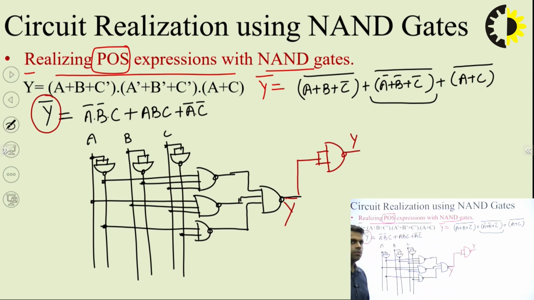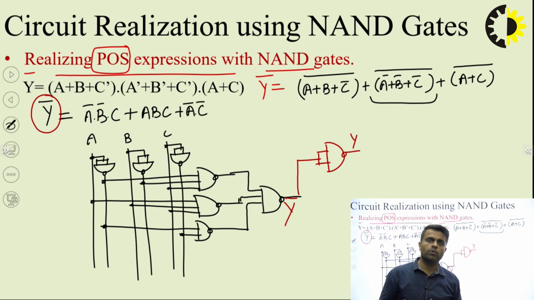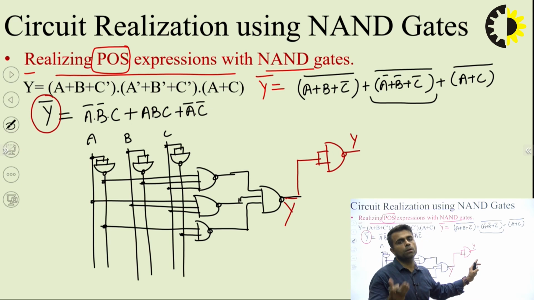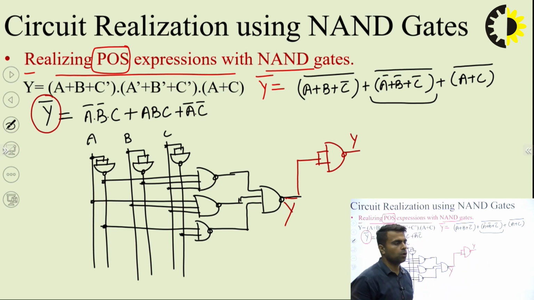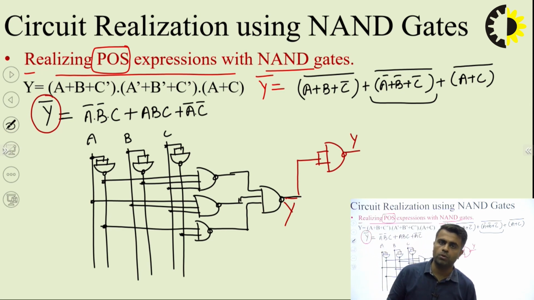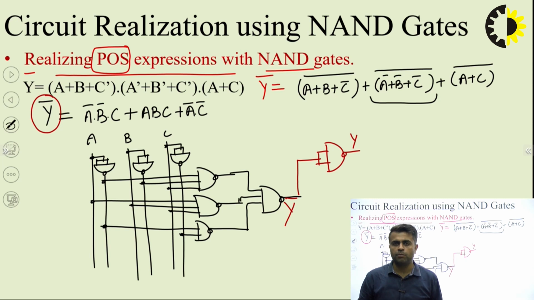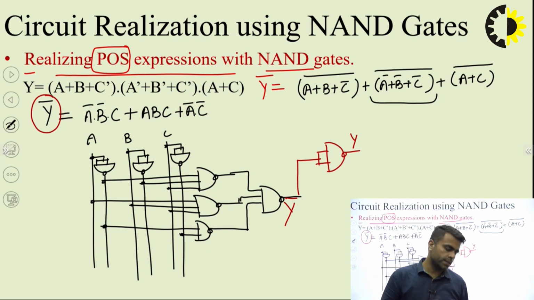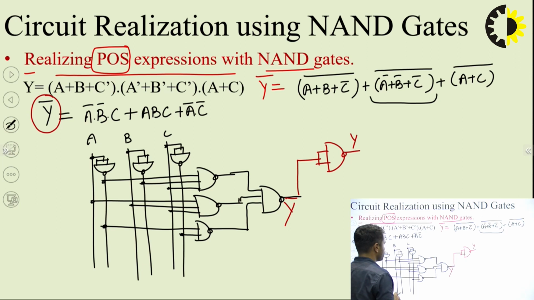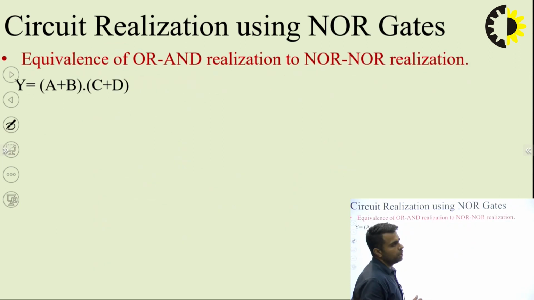So in this way we can see that any given POS expression can also be realized using NAND gate by first converting that expression into SOP by simply complementing it, realizing the circuit, and using an extra NOT gate to remove that complement. Okay. So this is all about NAND based realization. We can realize any expression, whether it is SOP or POS, with single variable, multiple variables, any number of variables using NAND gates. So we can proceed towards circuit realization using NOR gate.